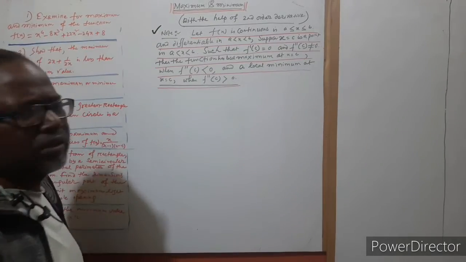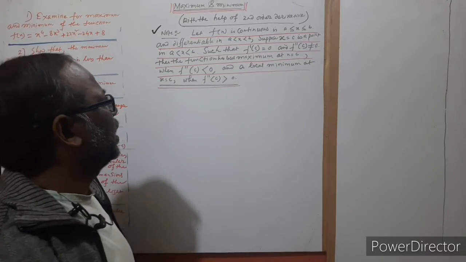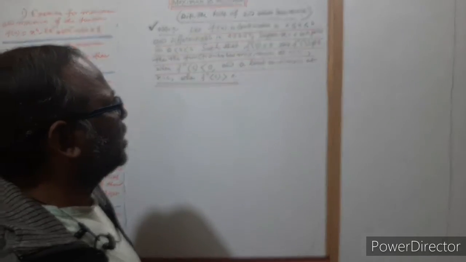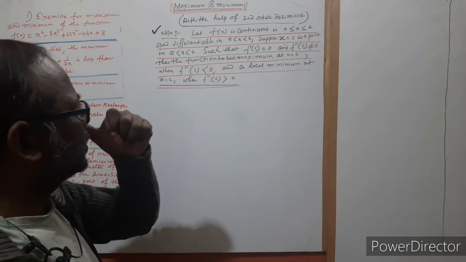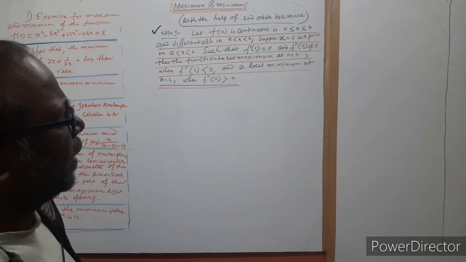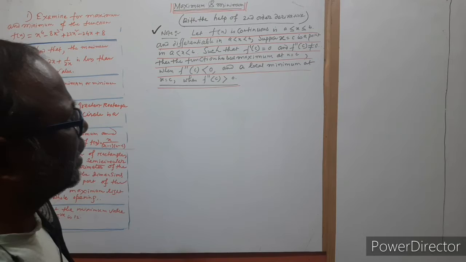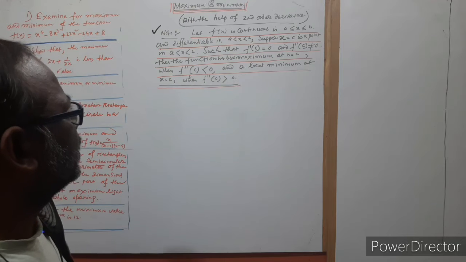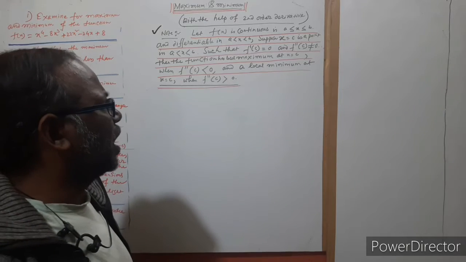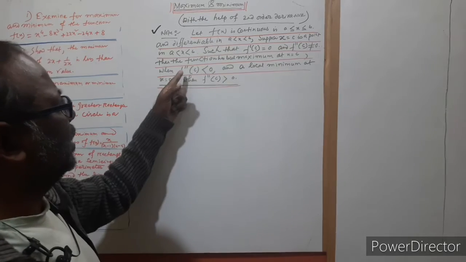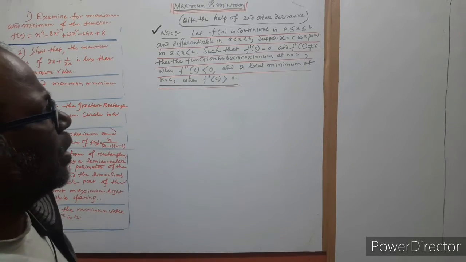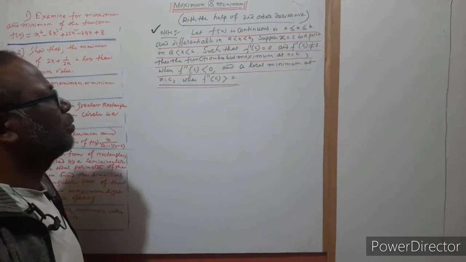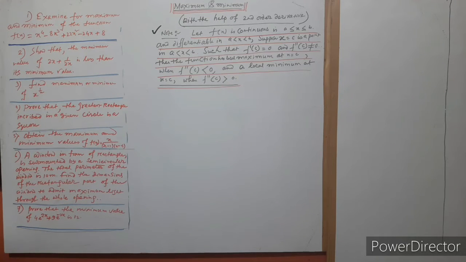If a function f of x is continuous in the closed interval a to b and also derivable in the open interval a to b, and suppose there is a point c between a and b such that f dash c is equal to 0. Why f dash c is 0, we will discuss later. And the second order, f double dash c, is not equal to 0. Then the function possesses a local maximum at c when f double dash c is less than 0, and a local minimum at c when f double dash c is more than 0. So this is the main point of maximum and minimum for the second order derivative.